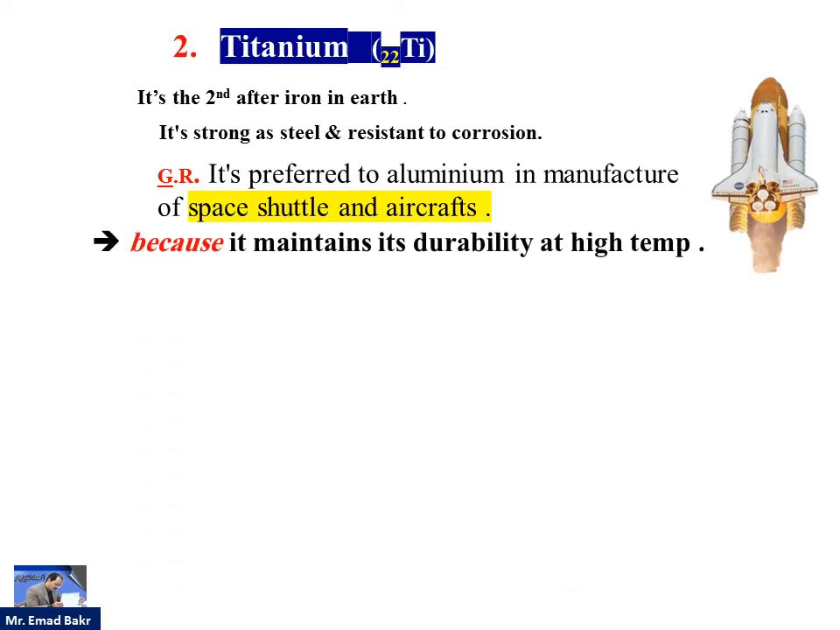Let's say the normal aeroplanes are made from aluminum, but in case of space shuttle and aircrafts, titanium is preferred because it maintains its durability at high temperature. Durability means strength. It maintains its durability at high temperature.